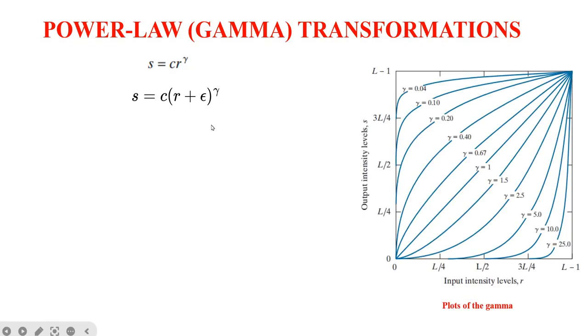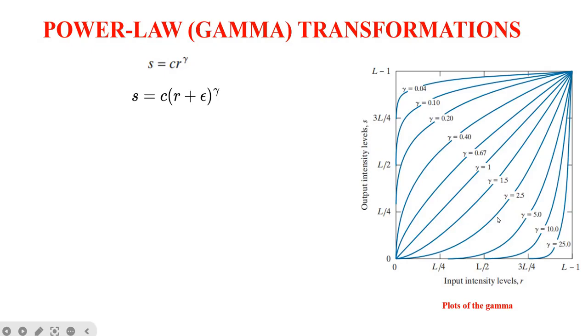Next, coming to the power law or gamma transformation. Power law transformation has the basic form S equals C R raised to gamma, where C and gamma are positive constants. Sometimes this equation can also be written as S equals C times (R plus epsilon) raised to gamma. So it adds a small offset, which is the measurable output when the input is 0.